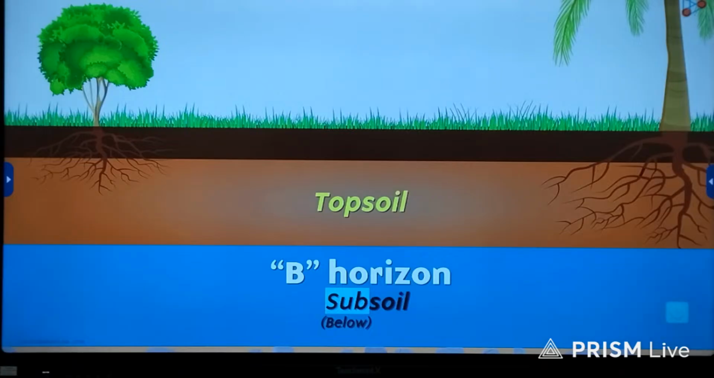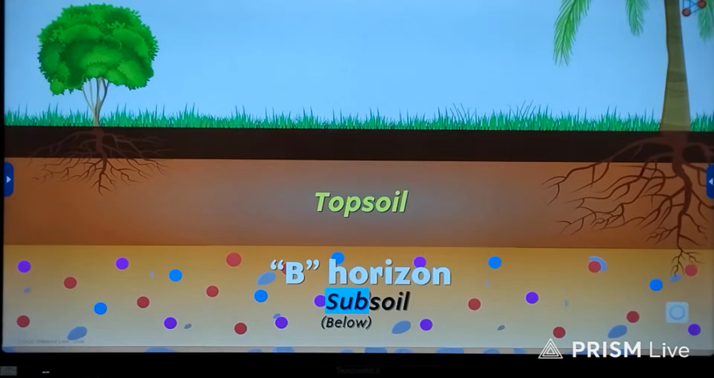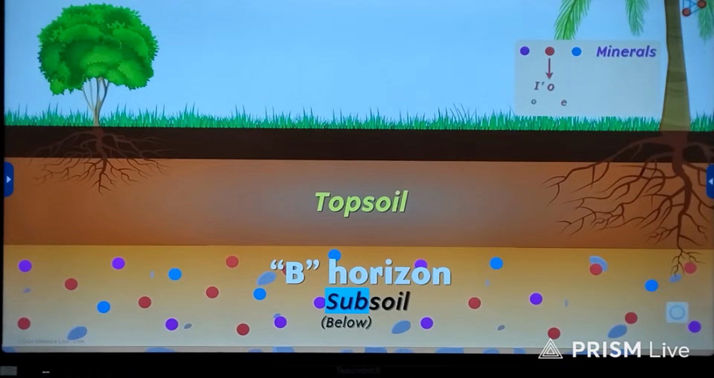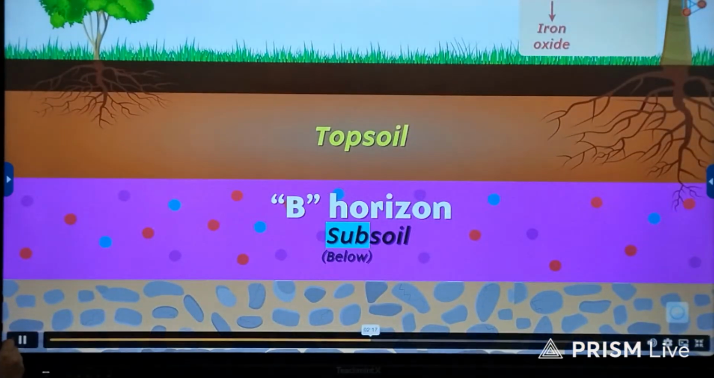This layer has a reddish tone. It is mainly due to the presence of many minerals. The B horizon consists of several minerals embedded in it. Amongst all, iron oxide is found in very large quantities. That is the major reason for the B horizon to appear reddish brown in color. However, this region is very much different.